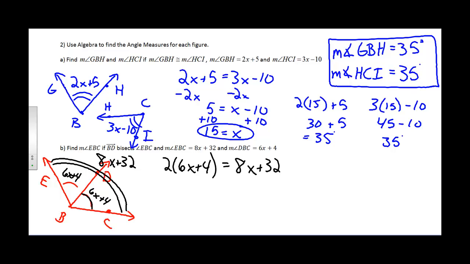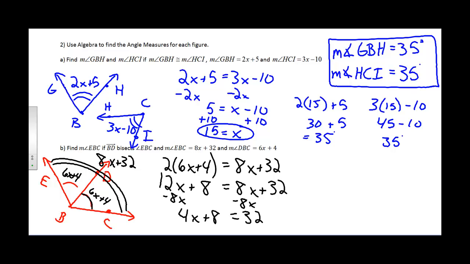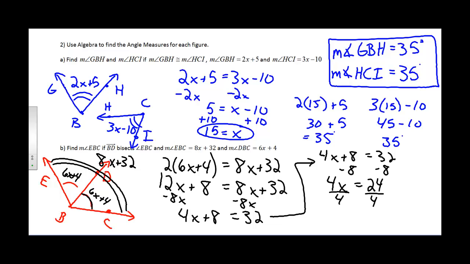At this point, it's just another algebra equation. We're going to distribute. Now that we've distributed, we have 12x plus 8 equals 8x plus 32. I need to combine together my x's. I can do that by subtracting 8x. Once I subtract the 8x from both sides, I'm going to wind up with 4x plus 8 equals 32. Now that I have that, I can solve for x by subtracting my 8. When I subtract 8, I wind up getting 4x equals 24, and then divide by 4 on both sides. This gets me x is 6.